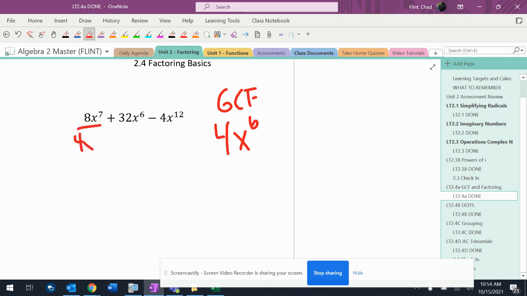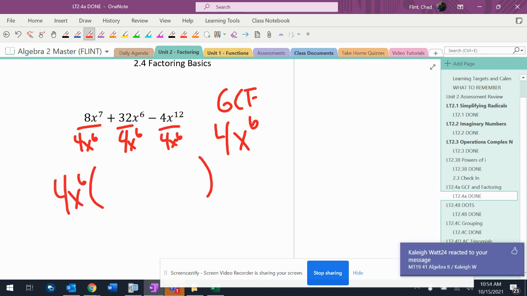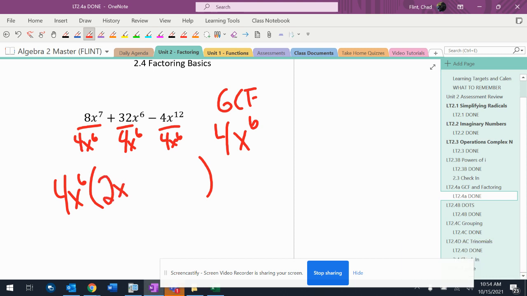All right, so I divide by 4x to the 6th, divide by 4x to the 6th, divide by 4x to the 6th, and I get 4x to the 6th times what's left over. All right, so that's a 2x. When I divide that part, that is an 8, just an 8, because the x to the 6th divided by x to the 6th is a 1. And then that is an x to the 6th.